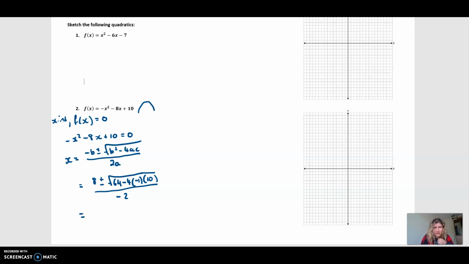All right, from here, we've now got 8 plus or minus the square root of, now, negative 4 times negative 1 is positive 4, and positive 4 times 10 is 40, and 40 plus 64 is 104. So we've got 8 plus or minus the square root of 104, and please just chuck that in your calculator straight away if you would like, all over negative 2.